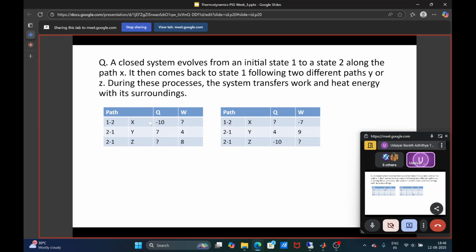So again the first law. 1 to 2 and 2 to 1 form a cycle, two processes forming a cycle. You have to find out the heat and work. Please try this. I'll give you a couple of minutes. It's a straightforward, easy problem.